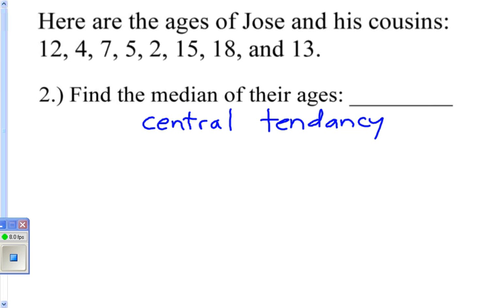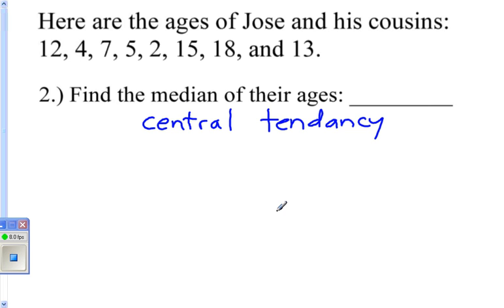It says, here are the ages of Jose and his cousins: 12, 4, 7, 5, 2, 15, 18, and 13. So we want to find the median of their ages. So about how old are Jose and his cousins? One way that we can answer that question is to find the median. And the median means that we put the numbers in order from the smallest to the largest.